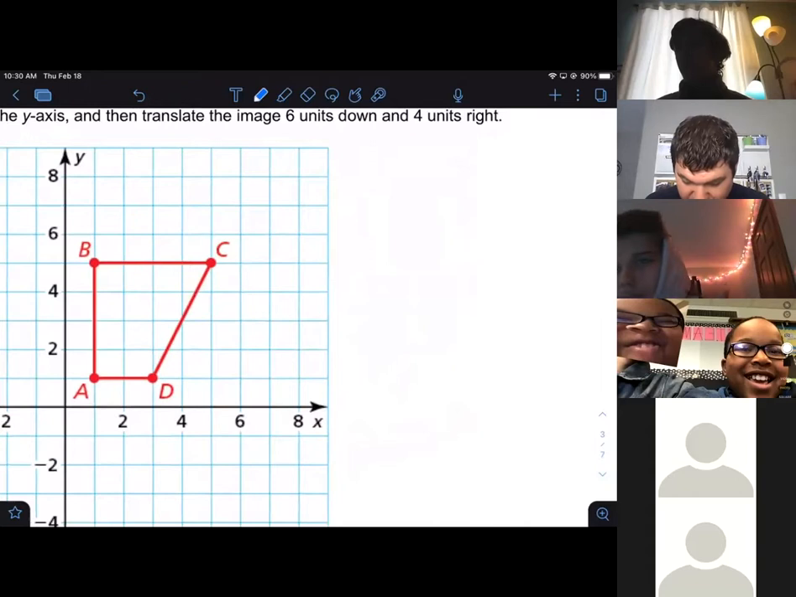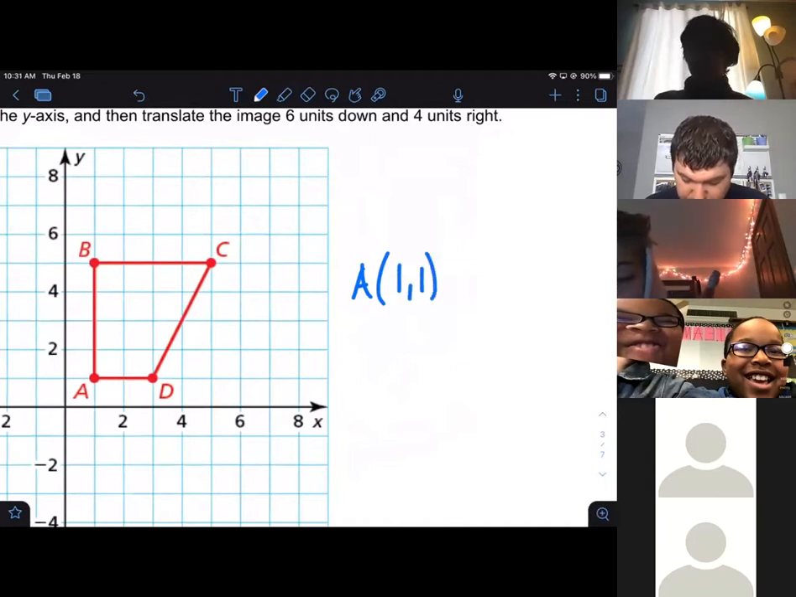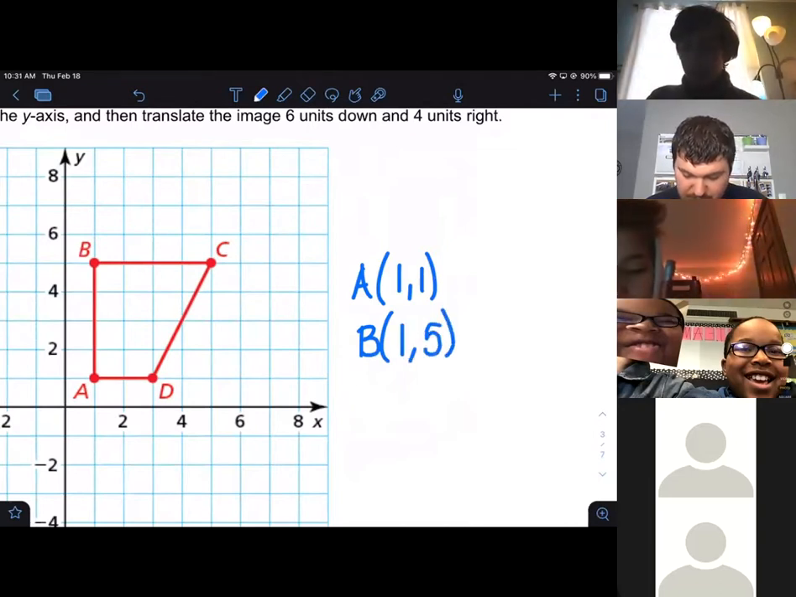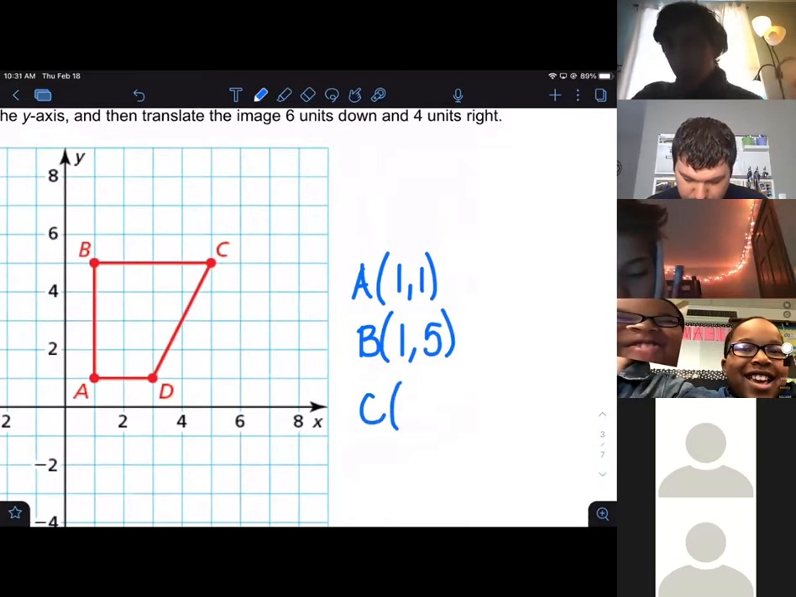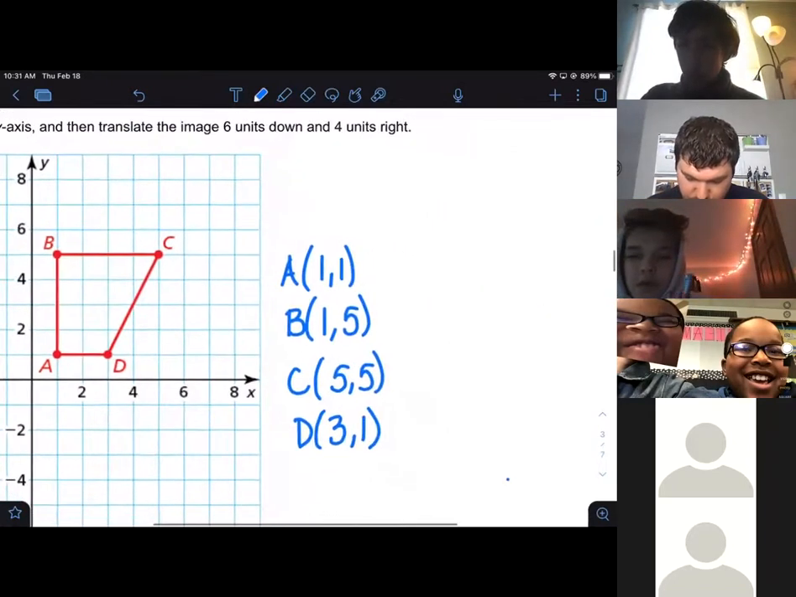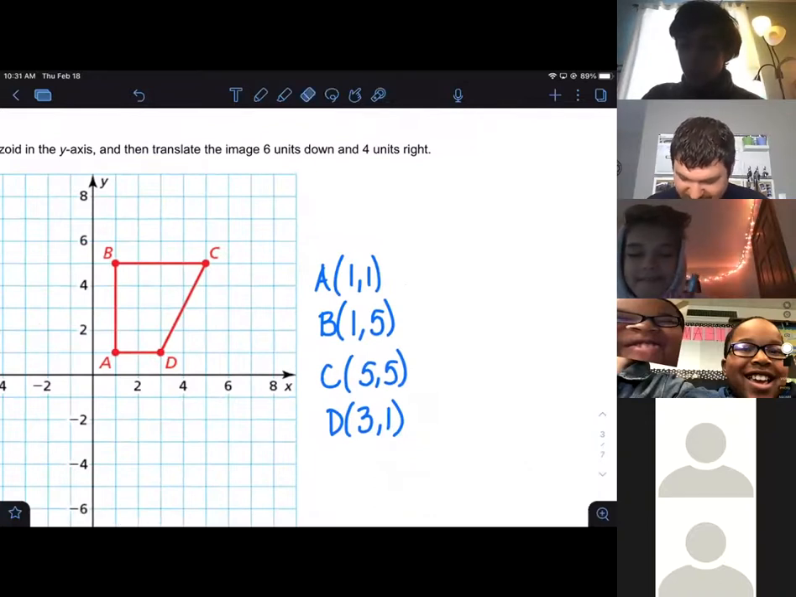So we have A, what's the coordinate for A? 1, 1. Okay, what about B? 1, 5. Okay, what about C? 5, 5. And what about D? 3, 1. Awesome. Great. All right, so we got 4 arrows.